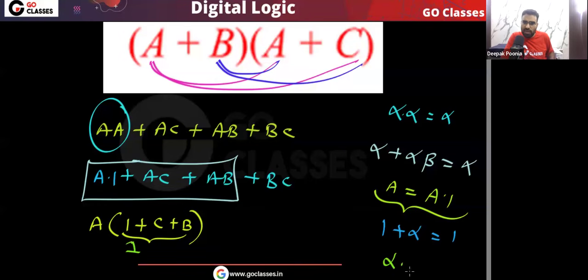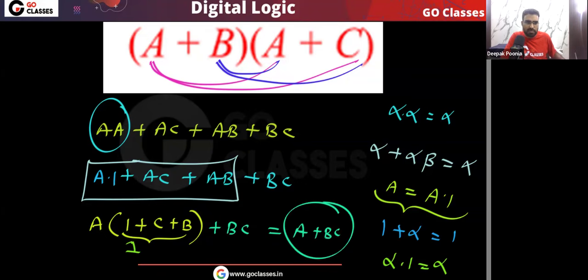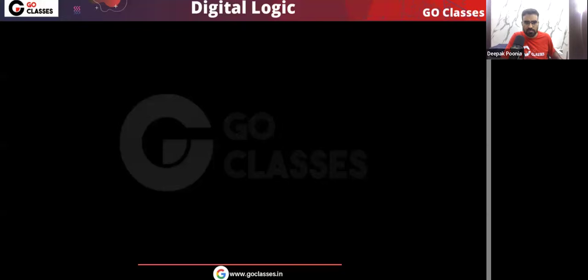So ultimately this will become 1. And what is alpha and 1? That will be same as alpha. So finally here you will get A, and already we have or B C. So finally we will get A or B C. This will be the final answer. Okay, very simple, right? Let's move on.